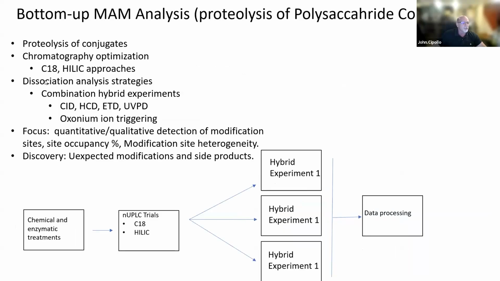Bottom up, as I've already said, we'll probably approach this, again, with a range of different types of chromatography to optimize separations. And the dissociation strategies will at first include CID, HCD, ETD, and UVPD. These are different modes of fragmentation that yield different sets and subsets of daughter ions, and different mechanisms.